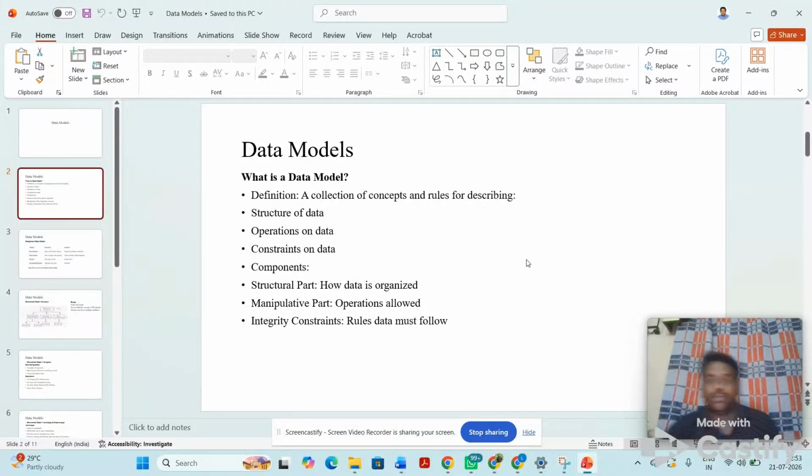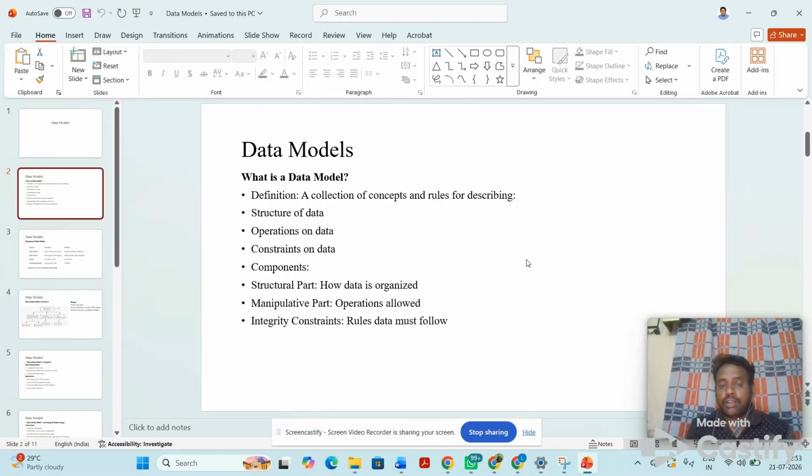This is one of the important topics. First of all, we want to know what a data model is. It is a collection of concepts or rules for describing information. That means it represents the structure of the data, how you are modeling the data, what kind of operations you are performing on the data, and what kind of conditions you are giving on the data, that is, what rules you are applying on the data.